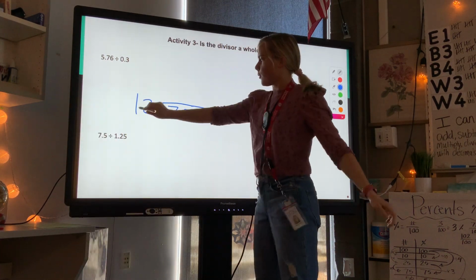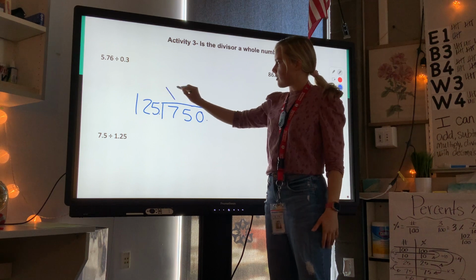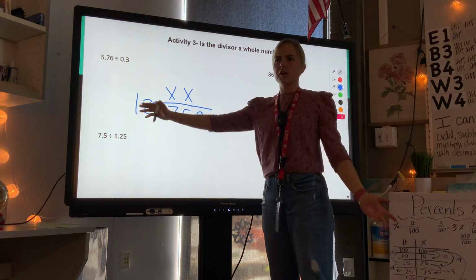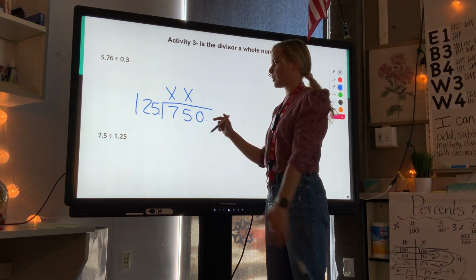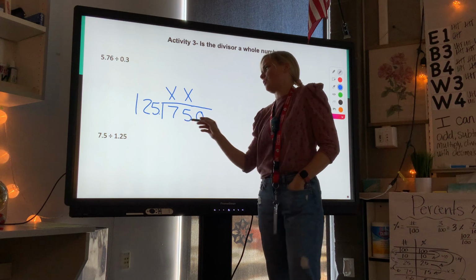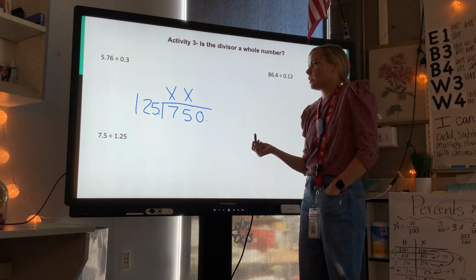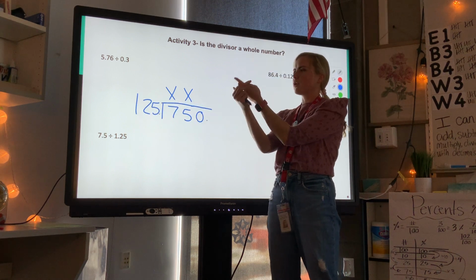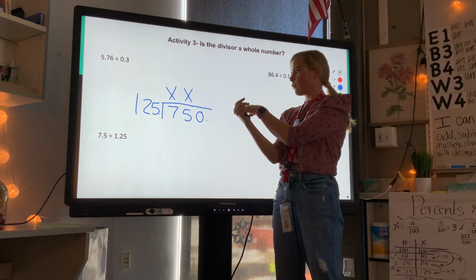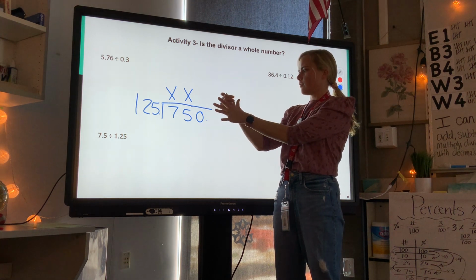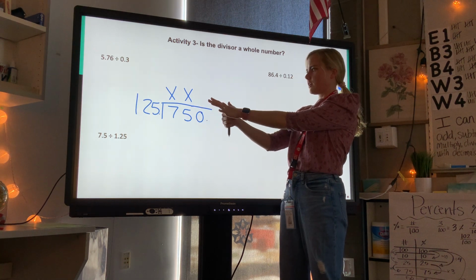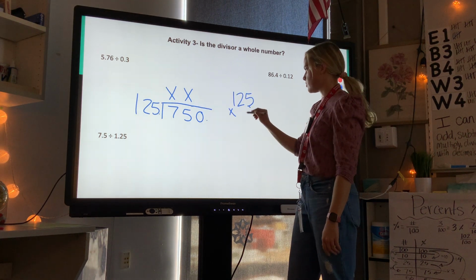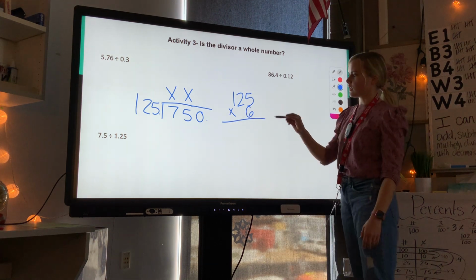Okay, so 125 doesn't go into 7. It doesn't go into 75. So this is one of those where you just have to figure out how many times it goes into 750 in the whole number. So how many times does 125 go into 750? And you can kind of guess and check. Since this is close to 12, I could count by 12s: 12, 24, 36, 48, 60, 72. So you might start by guessing that it goes into it 6 times, but you can always check, and if you're wrong, it's okay. You just fix your checking or your guessing.